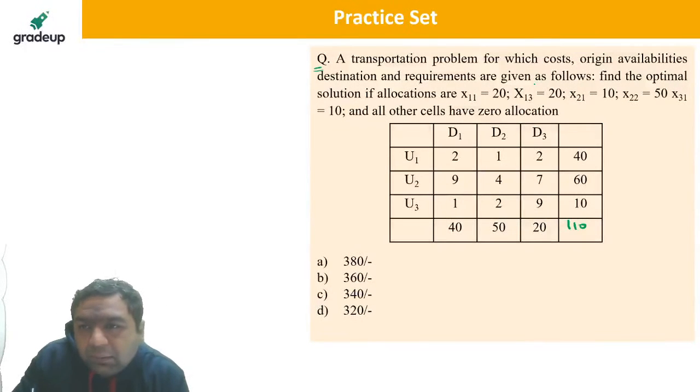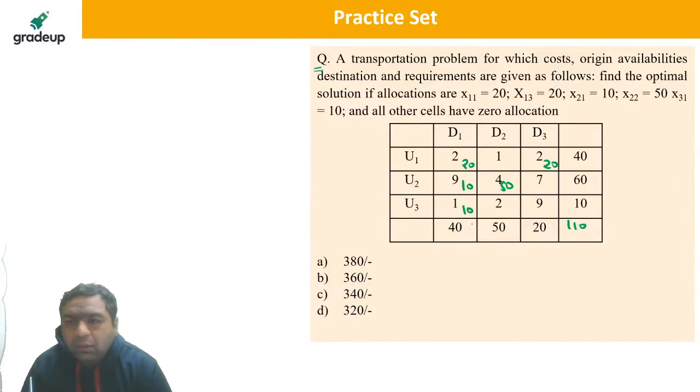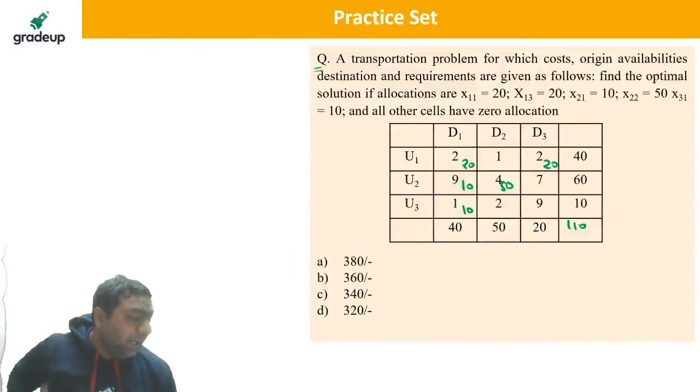They have said find the optimal solution if allocations are x11 20, x13 20, x21 10, x22 50, x31 10. Yes, all others have zero allocation. Means a kind of initial basic feasible solution is given to you, and you need to use the MODI method to find out the best optimal solution.